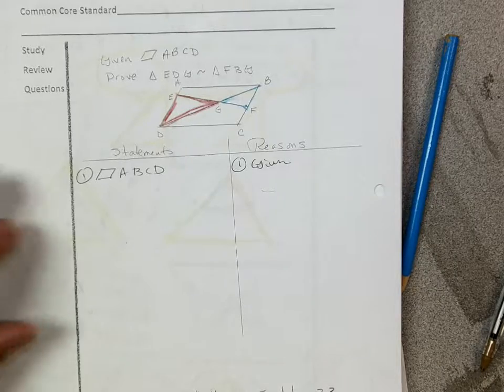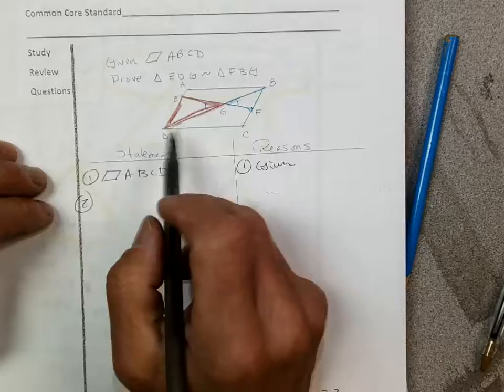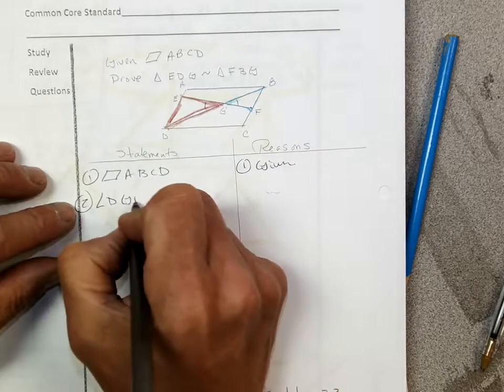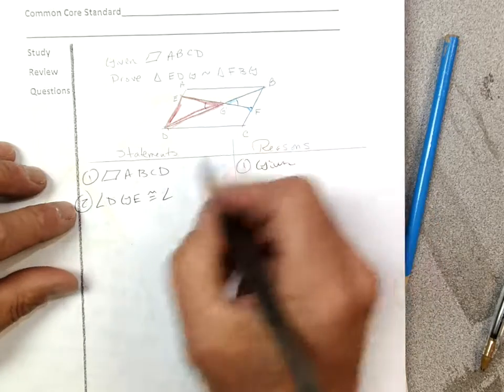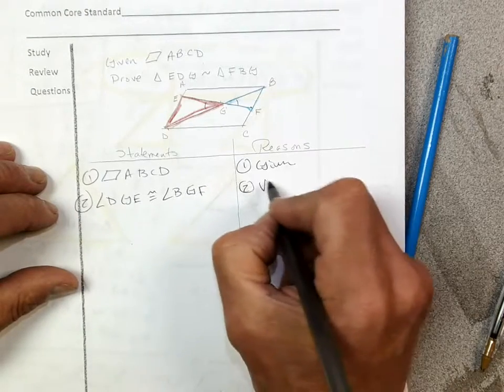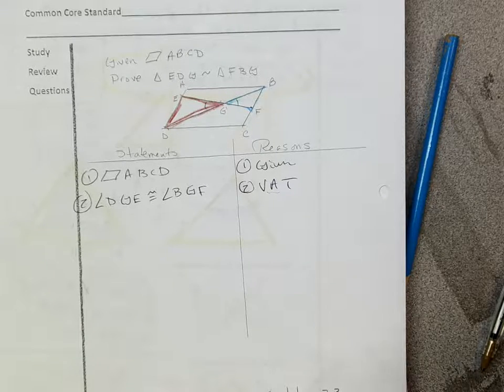Claire, go ahead. Vertical angles. Okay, good. You guys see the vertical angles? Totally agree. So let's go angle DGE is congruent to angle BGF. Vertical angle theorem. You guys are good at proofs now, aren't you? I know they were kind of a stinker when we started, huh? But now we got it down. Okay, good. Everybody agree with Claire?